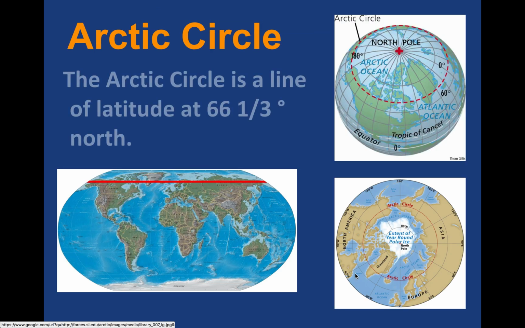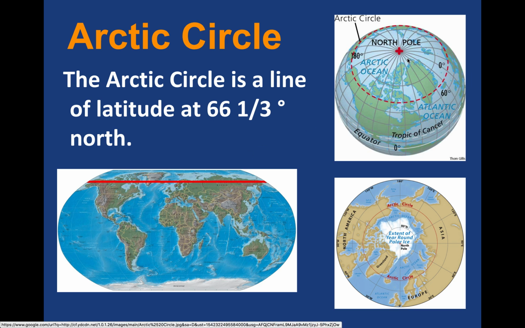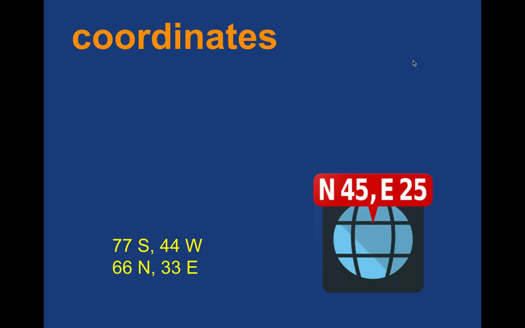The Arctic Circle is opposite of that. It's at the top by the Arctic Ocean. It's at 66.33 degrees north. So by the North Pole, we would find the Arctic Circle.